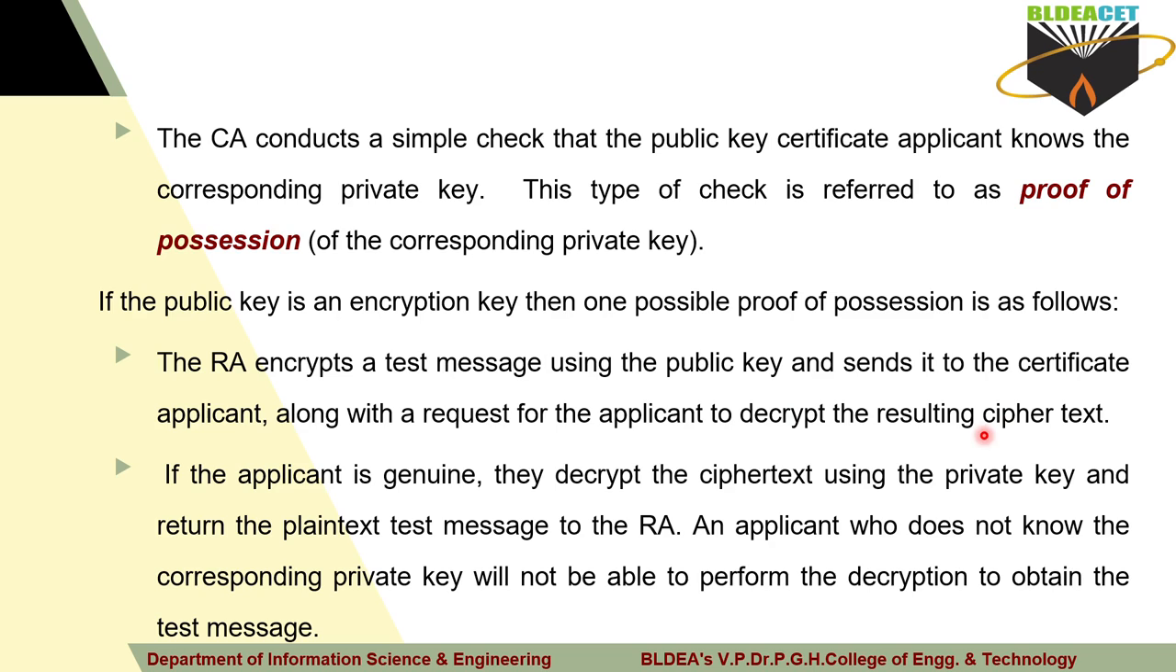If you want to decrypt the ciphertext, the applicant must know the private key, because you can decrypt only with the help of the private key. If the applicant is genuine, then they decrypt the ciphertext using the private key and return the plaintext message to the RA as an acknowledgement. An applicant who does not know the corresponding private key will not be able to perform the decryption to obtain the text message. In this way you can prove that you are the genuine user, so you can prevent such types of attacks.